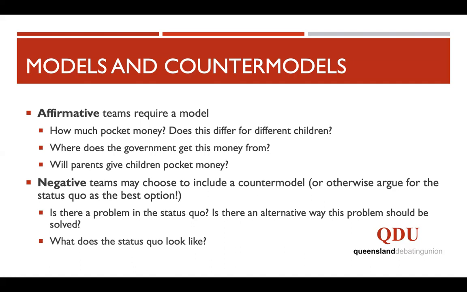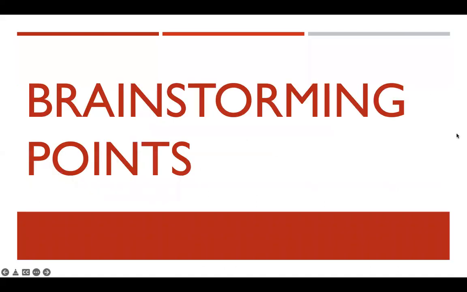So have a think. Is there a problem within the status quo? Do you think that there is an alternative way that this problem should be solved instead? Additionally, have a think before you choose to include a countermodel or not, because you do not need a countermodel, but you can choose to have one if you think it is good. You might want to consider, what does the status quo look like? If you think it is perfectly fine, then it is also fine not to have a countermodel, and you can just say that the world as it is right now is perfectly fine.